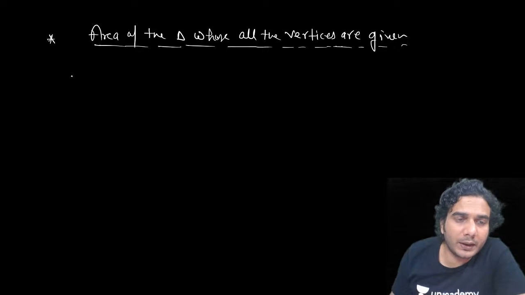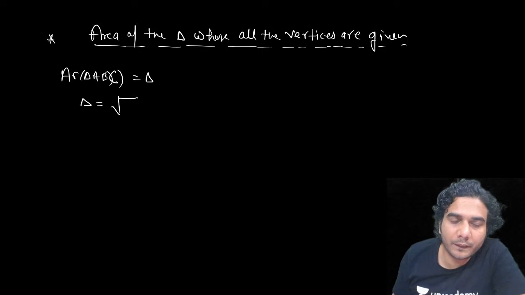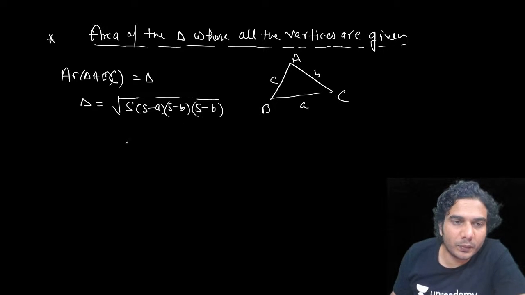You know this formula, right? If the area of triangle ABC is written as delta, then delta is equal to under root of s into s minus a into s minus b into s minus c. S is the usual notation, s is a plus b plus c by 2. This is the triangle whose vertices are A, B, and C, and sides a, b, and c. This is called Heron's formula, right?